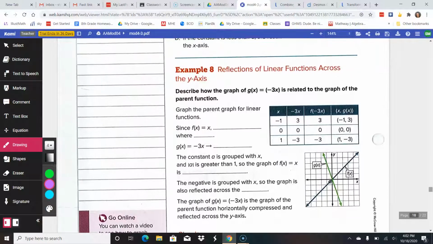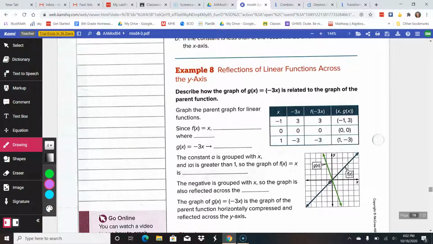Okay, here's example 8. Reflections of linear functions across the y-axis. Describe how the graph of g of x equals f of negative 3x. Now, I know already what's going to happen. The slope is going to be going down, and it's going to be a little bit steeper because it's above 1. So it's above f of x equals x. It's above 1, so it's going to be down. It's a little bit steeper. But there it is. It's going to be going down from left to right, and it's a little steeper than this guy right here. Okay, so they call this a horizontal compression, and it's reflected across the y-axis.